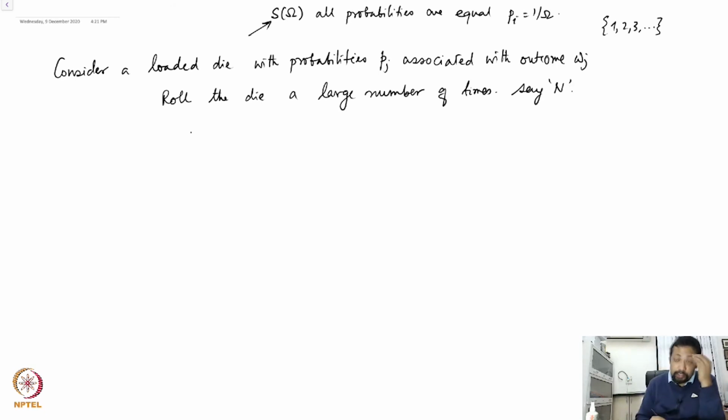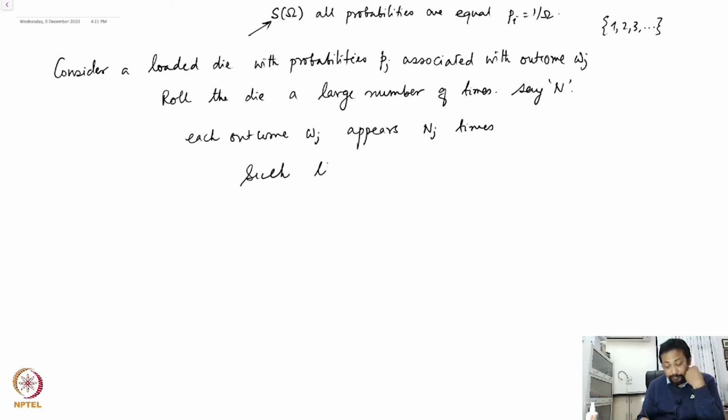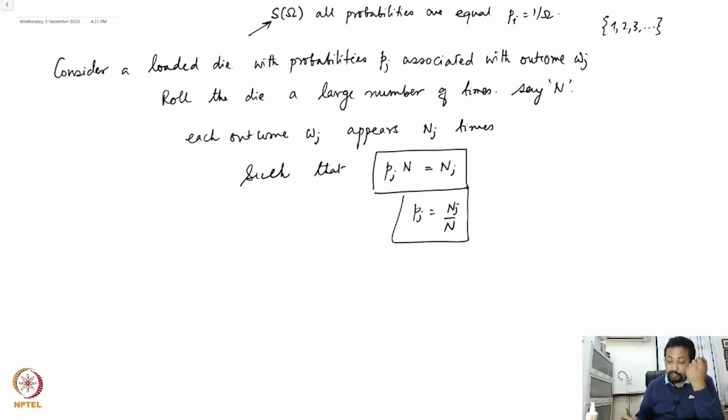Then each outcome is going to appear. You have an outcome omega j that appears nj times such that you can write pj times n is nj. This is what follows from the frequency interpretation of the probability, or alternatively you can write down pj as nj over n. We shall use this later on, right?